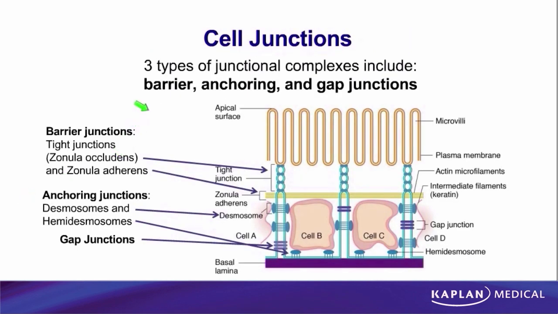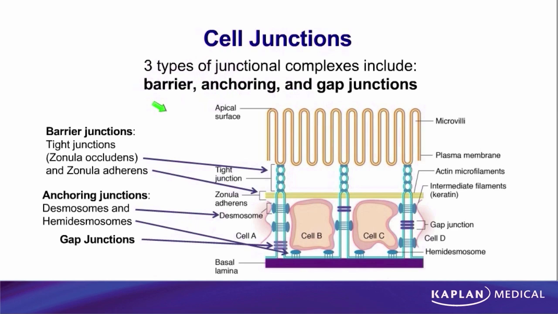Okay, so now let's talk about the structural complexes that are involved in connecting cells to other cells. And these are called cell junctions or junctional complexes. And there are three categories of junctional complexes. We can call them barrier junctions, anchoring junctions, and gap junctions.